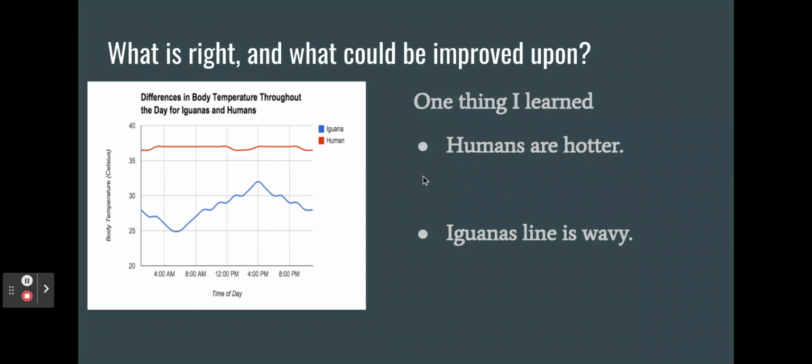So here's 2 level 1 answers. Humans are hotter. This doesn't even say humans are hotter than what. An example could have at least said humans are hotter than iguanas. Or another level 1 answer is that the iguana's line is wavy. That's true, but what does the waviness in that line represent? So the waviness represents that the body temperature is changing in the iguanas. And again, we want to make some sort of analysis on this.